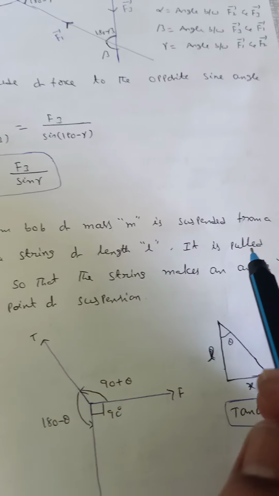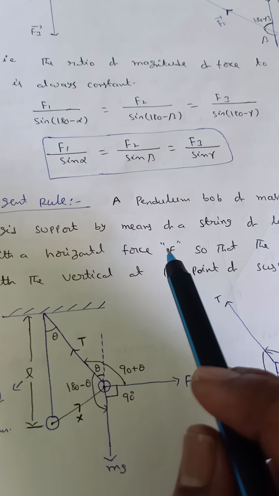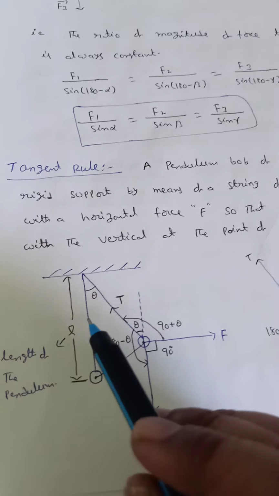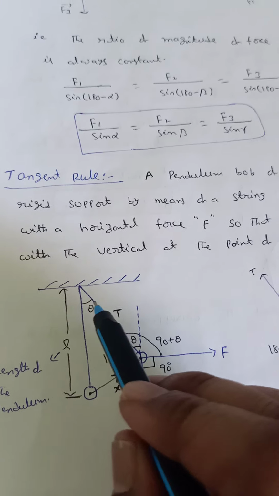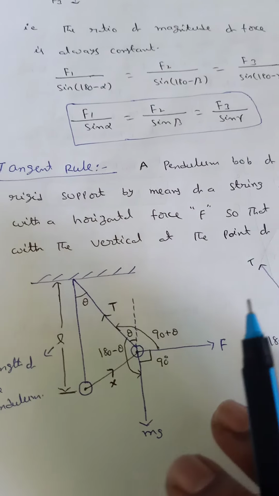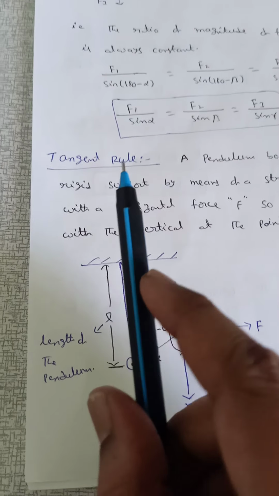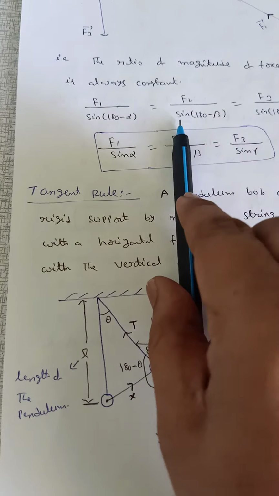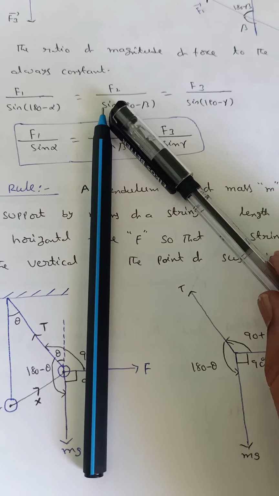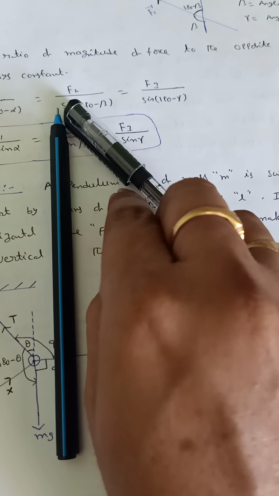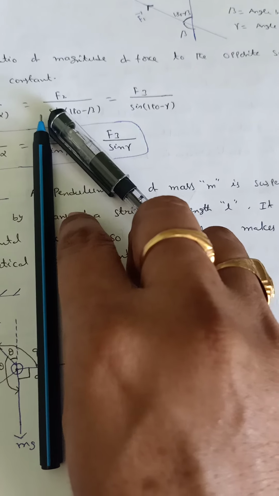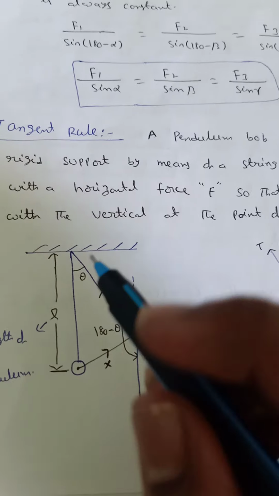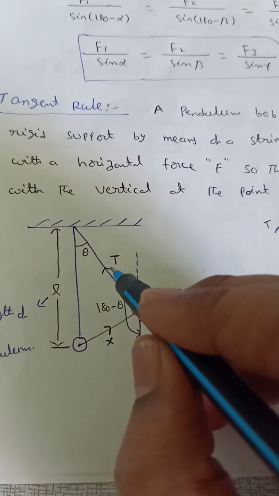By means of a string of length L, the bob is pulled with a horizontal force F, so that the string makes an angle theta with the vertical at the point of suspension. Suppose this is the initial position of the pendulum, making an angle theta with the vertical. The horizontal force F is given, and the string makes an angle theta.